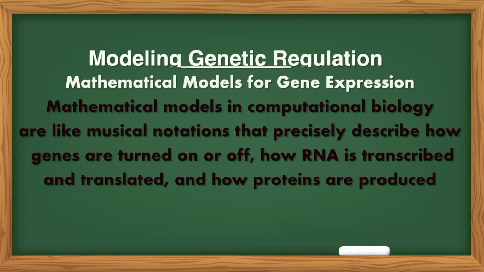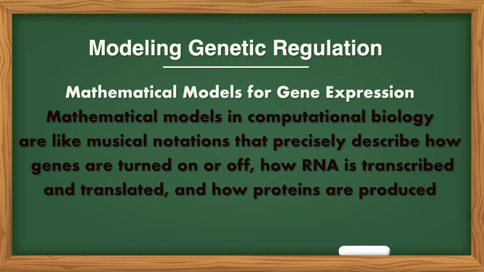Let us start. Now that we have explored genetic regulation, let us delve into the computational biology segment, where we will use mathematical models to identify gene expression levels. Imagine you have a piece of sheet music and you want to predict precisely how it will sound when played in an orchestra. Mathematical models in computational biology are like musical notations that precisely describe how genes are turned on or off, how RNA is transcribed and translated, and how proteins are produced and then folded.